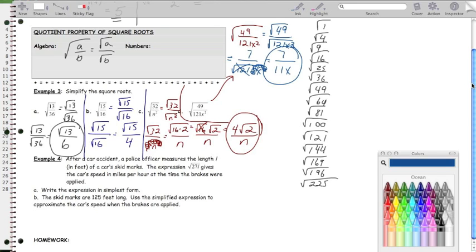All right. Last problem, example 4. After a car accident, a police officer measures the length L, that's L, in feet of a car's skid marks. We've seen skid marks in the ground. The expression square root of 27L for this particular experience gives the car's speed in miles per hour at the time the brakes were applied. For part A, they want us to write the expression in simplest form. So I'm going to do part A right here.